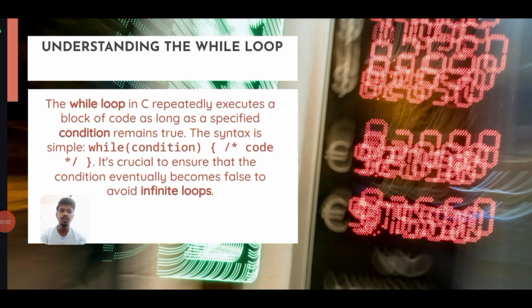The next point is understanding the while loop. The while loop in C repeatedly executes a block of code as long as the specified condition remains true. The syntax is simple: while condition. As we see, there are usually curly brackets. Ensure that the condition eventually becomes false to avoid infinite loops.